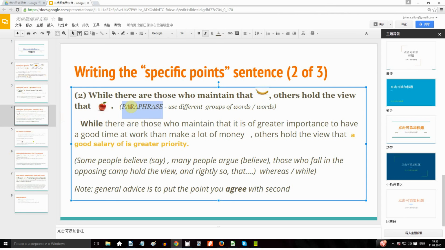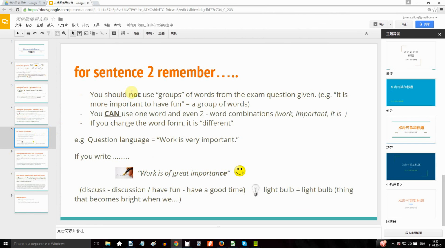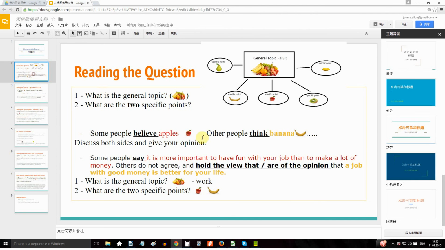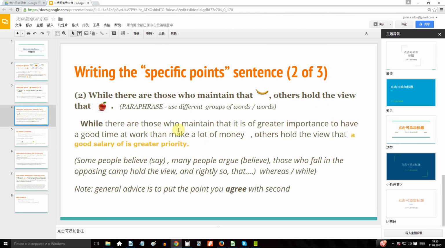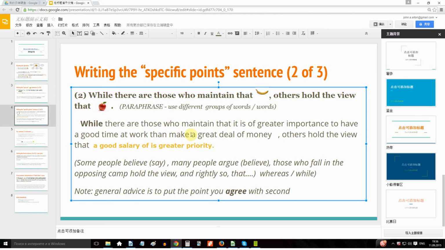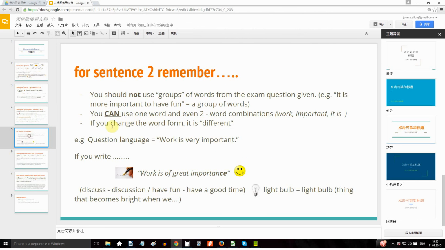Let's talk a little bit more about this paraphrase. You should not use groups of words from the exam question given. So here we had a lot of money, and here I've got make a lot of money. So that's a group of words. It's not good. I'm going to change it: make a great deal of money. So here we still have make, we still have money, but it's a different group of words. We have a great deal of.